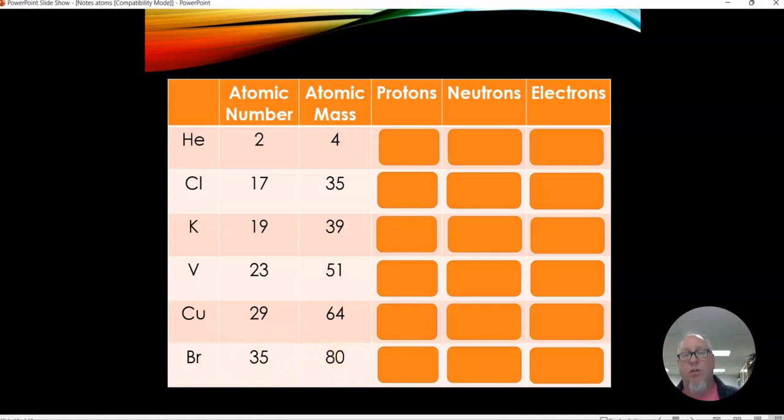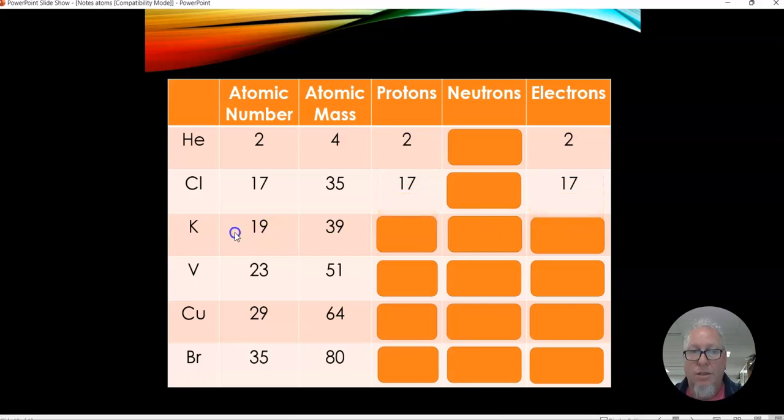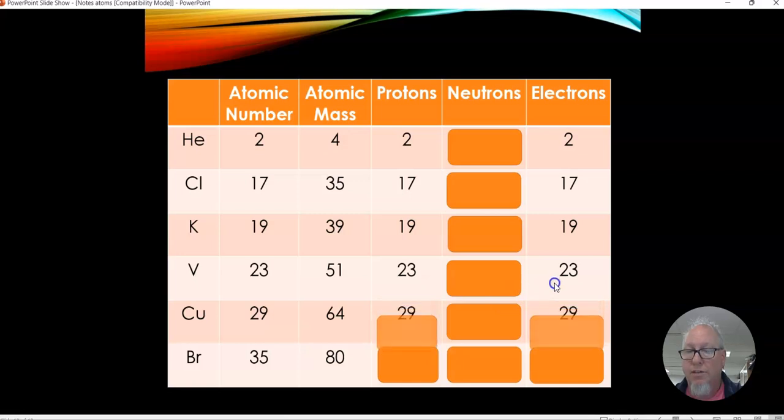Now, once you have those, if you know the atomic number, that's the number of protons and the number of electrons. That's what we said on the slide right before this. If you know the atomic number, protons and electrons. Atomic number is protons and electrons.